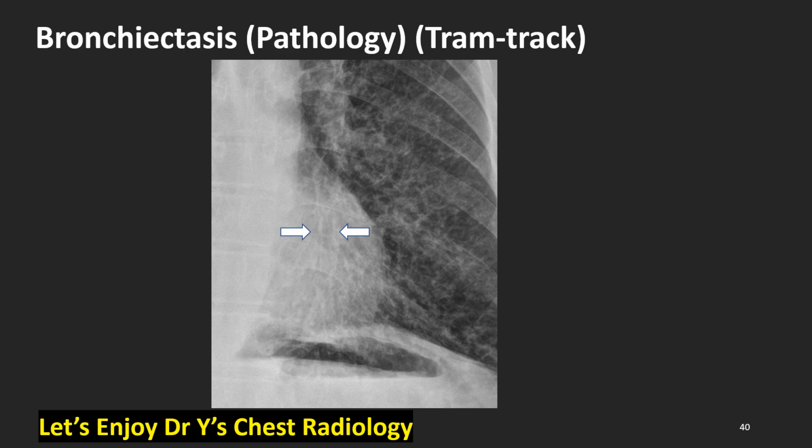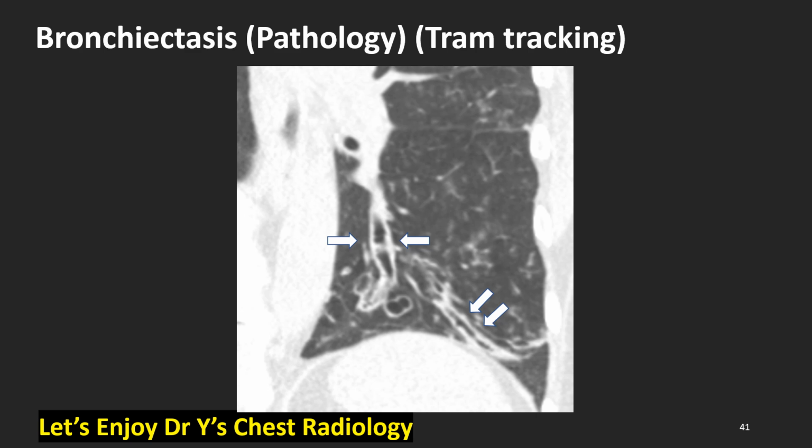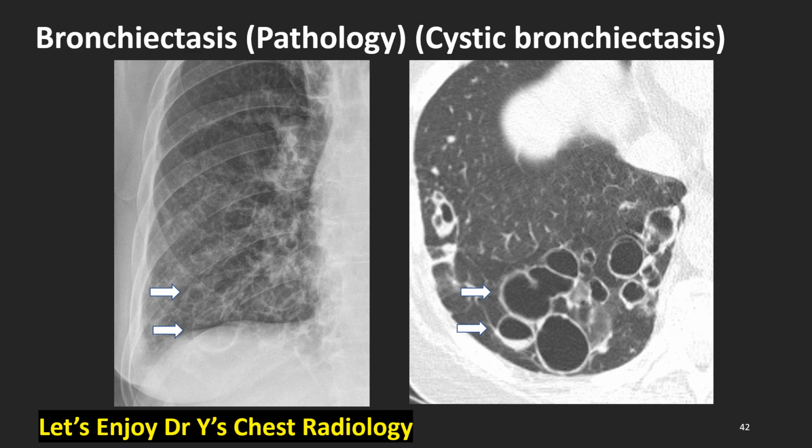Bronchiectasis pathology, tram track. Arrows indicate tram track of bronchiectasis in left lower lobe. Arrows indicate tram tracking on left lower lobe bronchiectasis on CT scan. Bronchiectasis pathology, cystic bronchiectasis. Arrows indicate cystic bronchiectasis of right lower lobe in frontal radiograph and CT scan.